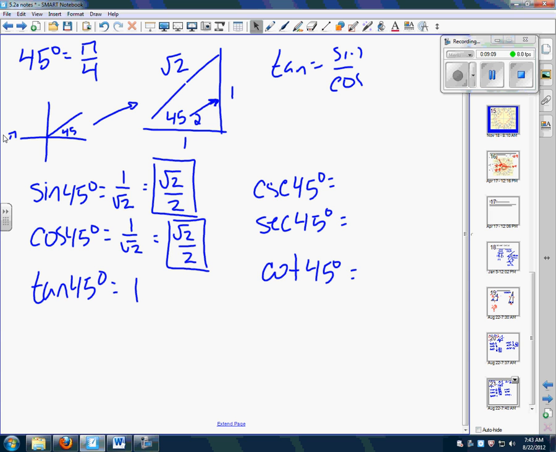Again, don't take your rationalized one and flip it. Take your original before you rationalized it. Cosecant is square root of 2. That means a secant is the same thing. Flip the cosine. Okay. Now, when you're doing a cotangent of 45, when you flip a 1 over 1, you still get 1. Okay, watch out when you start getting into 1s and 0s though.